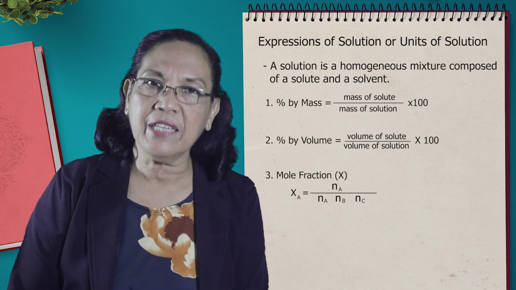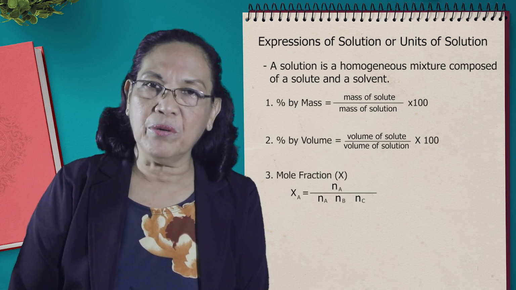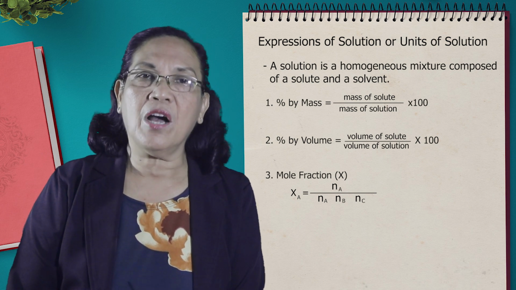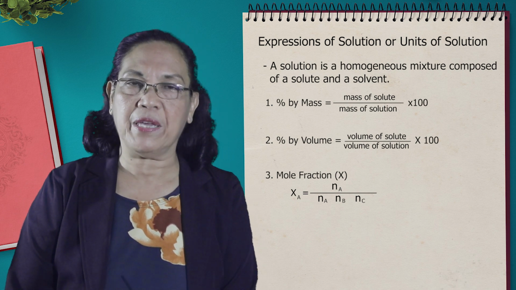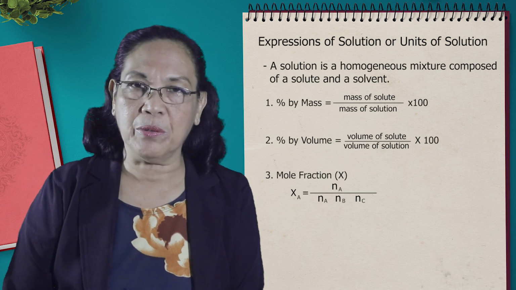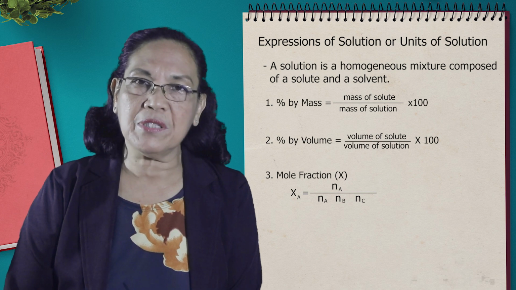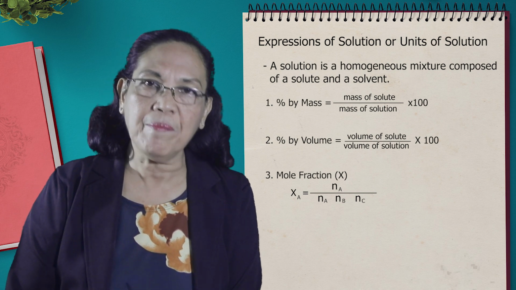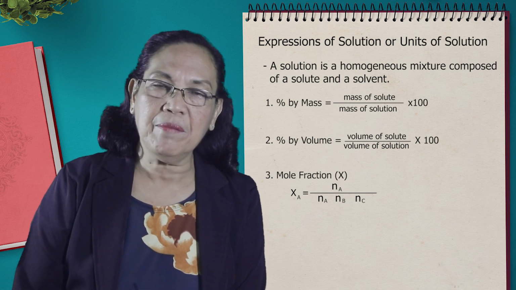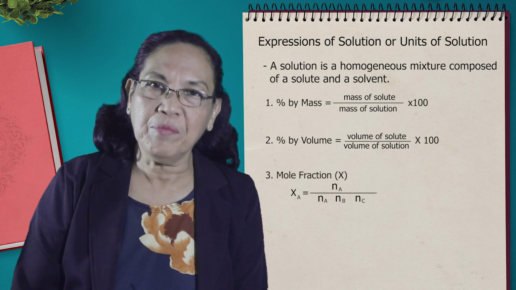And for the mole fraction of substance B, it would be the number of moles of substance B divided by the sum of the number of moles of substance A and substance B. If you have three substances being mixed in a solution, you will add, let's say, the number of moles of substance C, divided by the sum of the number of moles of substance A plus substance B plus substance C. Take note that you are asked to use the number of moles.